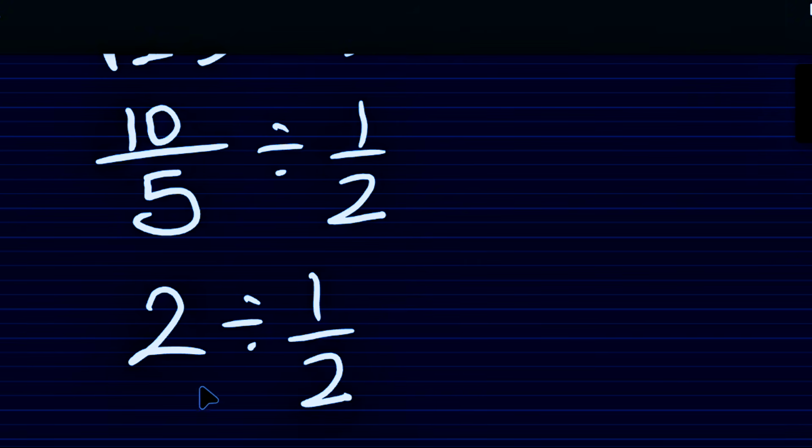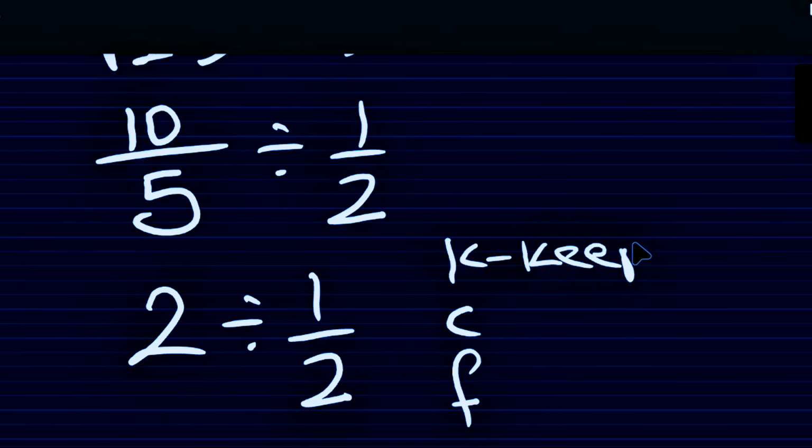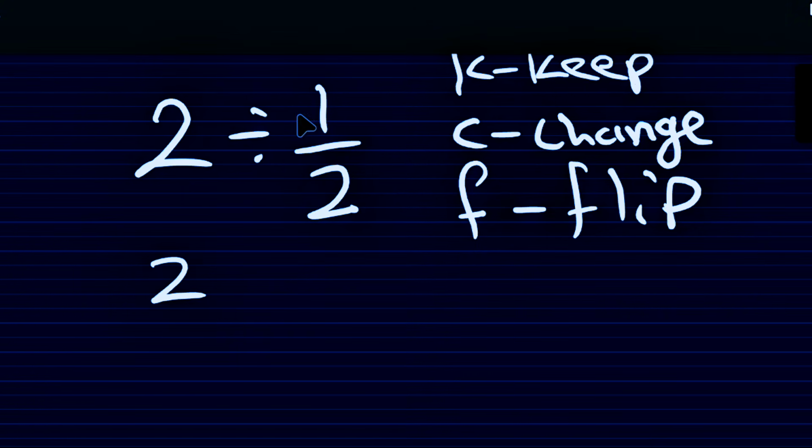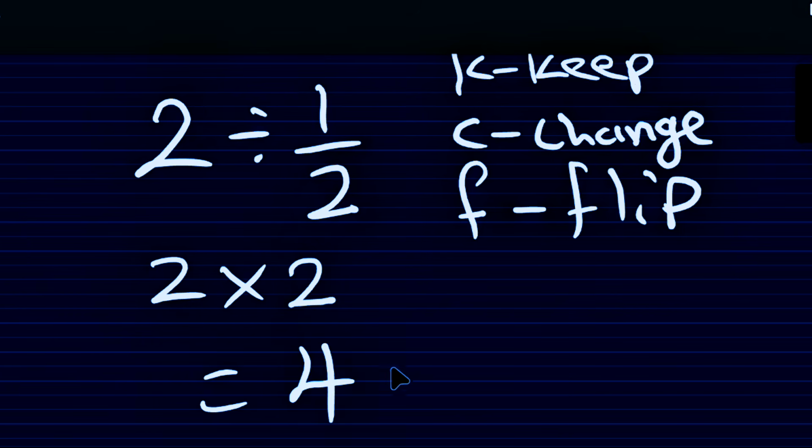Now, most people get confused when they arrive at this particular type of expression. When you are dividing either a whole number or a fraction by a fraction, you are going to apply the rule that is called the KCF rule. K here means keep, C means change, and F means flip. It simply means that we are going to keep 2, change this division to multiplication, and flip this. And 2 times 2 equals 4, as the right answer.